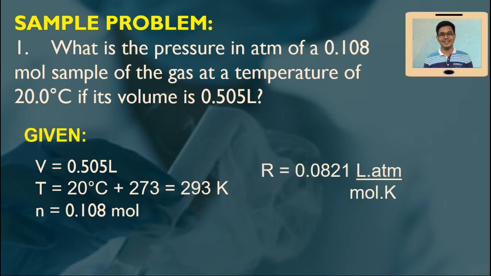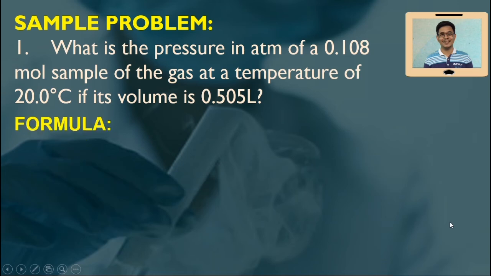And also we have our ideal gas constant. So kahit di siya nakastate dito sa ating sample problem, still kailangan nyo i-include yun sa ating given, which is equal to 0.0821 liters atmosphere over mole Kelvin. And our unknown quantity is our pressure. And recall, we use the formula PV equals nRT. And from this formula, we need to derive our formula in finding our pressure.